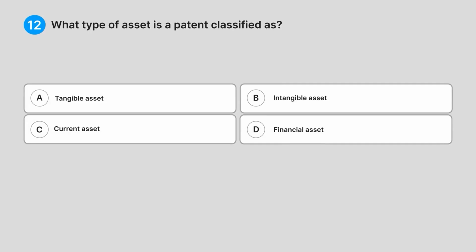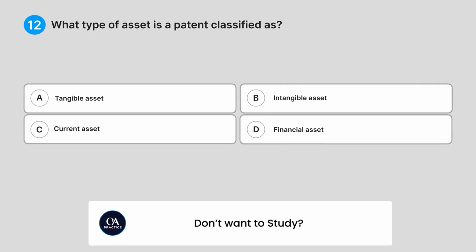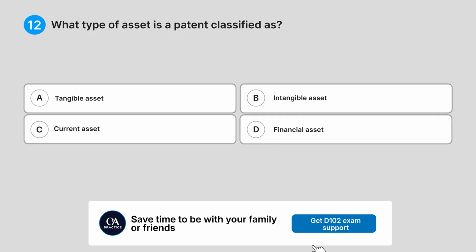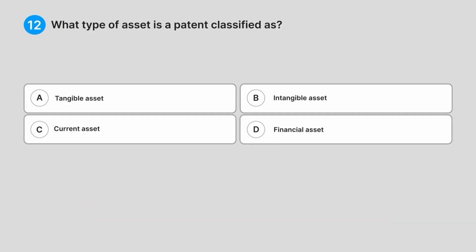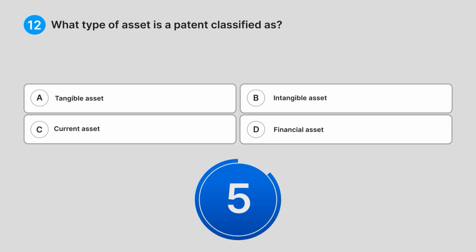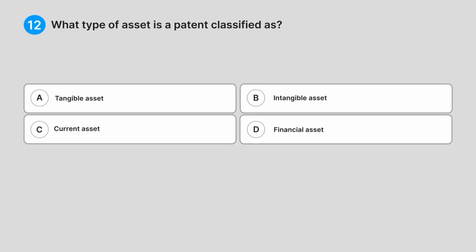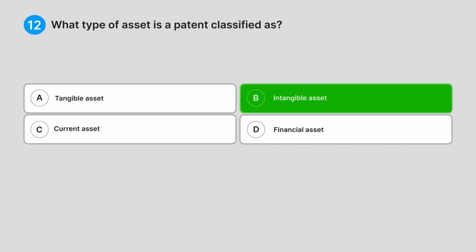12. What type of asset is a patent classified as? A. Tangible asset. B. Intangible asset. C. Current asset. D. Financial asset. Do you know the answer? Correct answer, B. Intangible asset.